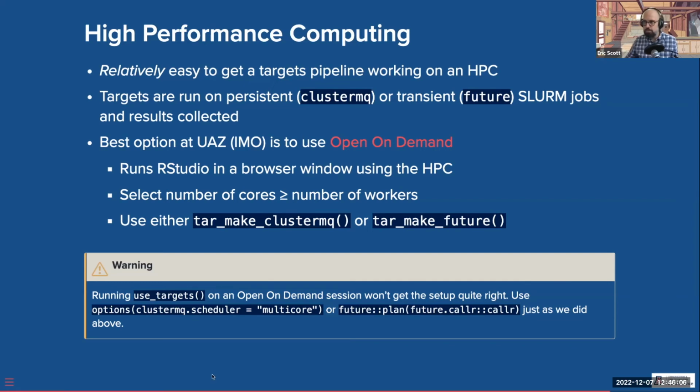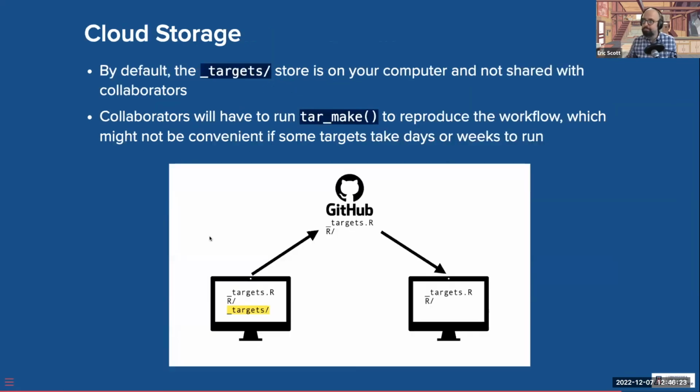And then you can use tar make, cluster make. Workers equals 20 if you want. Well, maybe not 20 because you need some cores to run RStudio. Maybe do 15. And that'll run 15 targets at a time using the HPC. And so that's a really powerful way to use this.